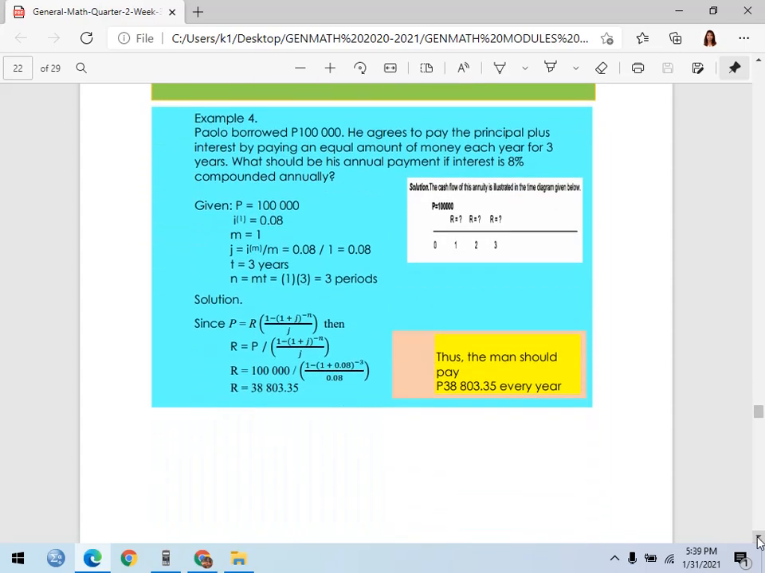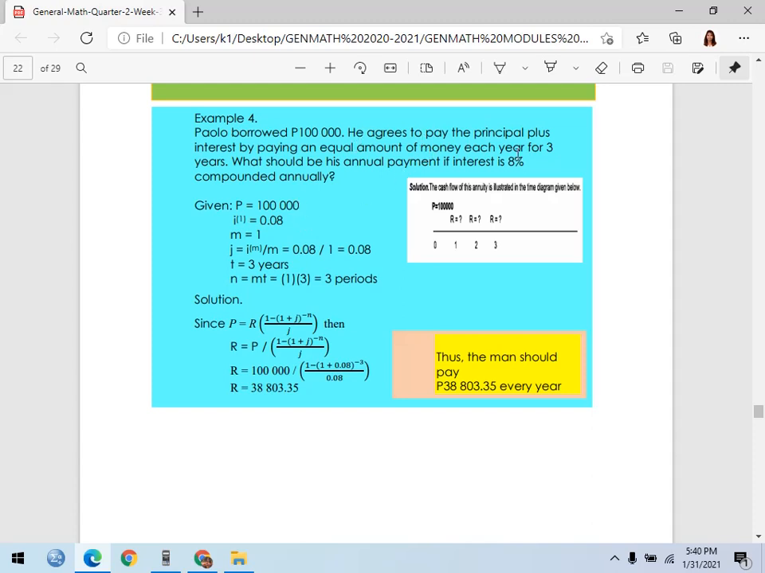Let us have an example. Paulo borrowed 100,000 pesos. He agrees to pay the principal plus interest by paying an equal amount of money each year for 3 years. What should be his annual payment if interest is 8% compounded annually? So, let us have the given values. Paulo borrowed 100,000. So, yun yung amount na una niyang hiniram. That means it is a present value, or P. So, our P is 100,000.